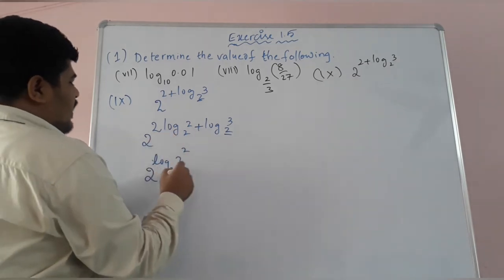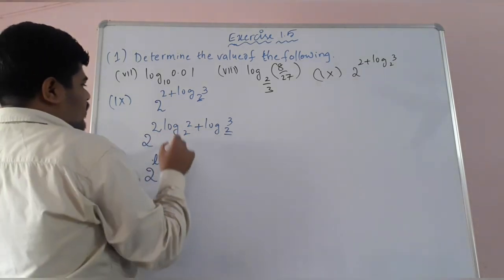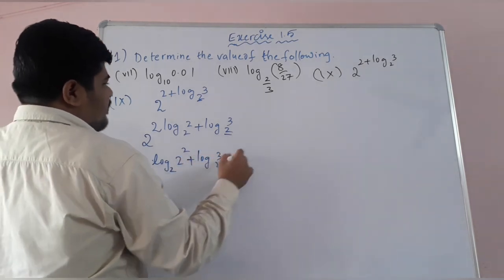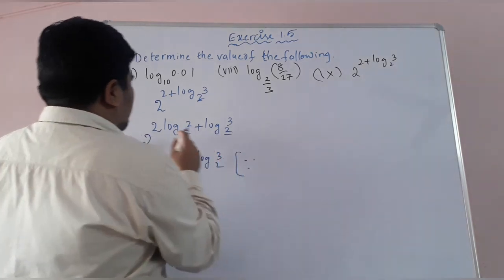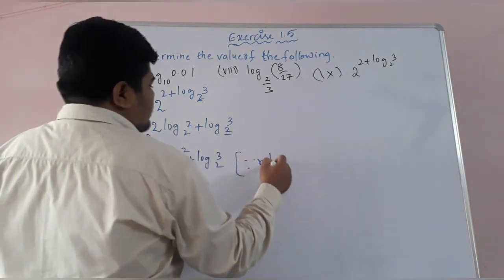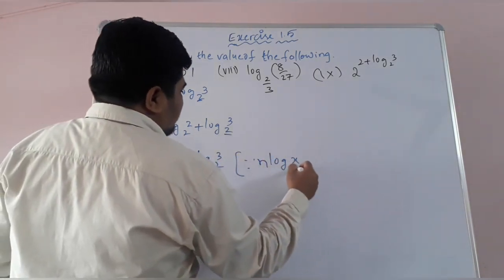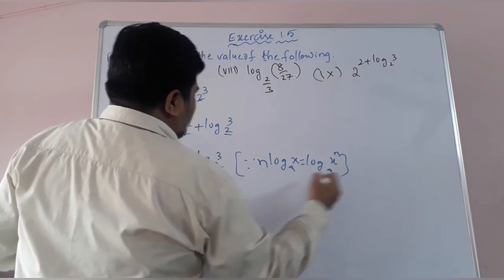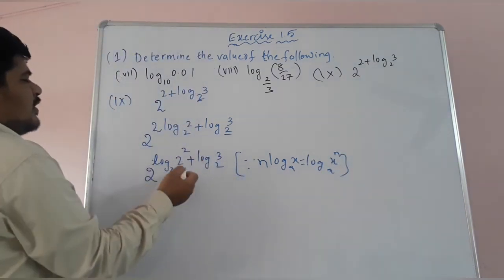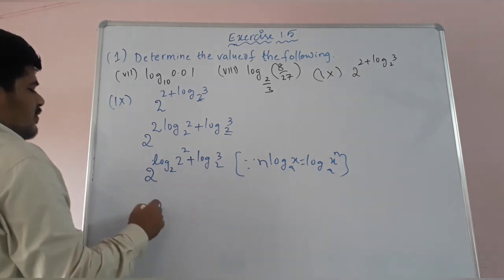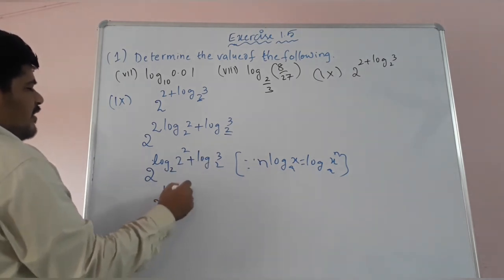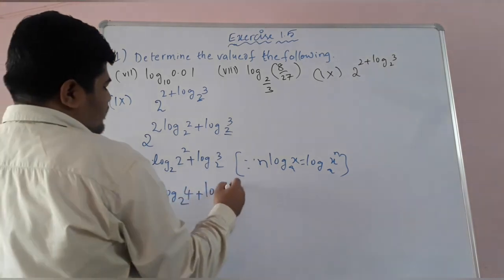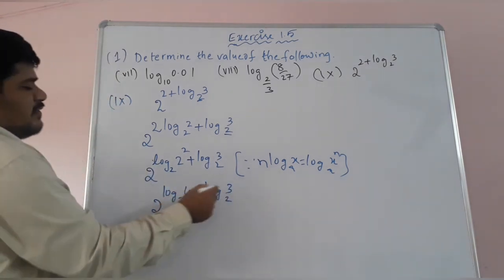This n log x is equal to log x power n. So log 2 square base 2 plus log 3 base 2. Here which formula do we use, children? n log x base a is equal to log x power n base a. So log 2 square base 2 plus log 3 base 2. Here, 2 power log 2 square value is what? 4. Log 4 base 2 plus log 3 base 2.